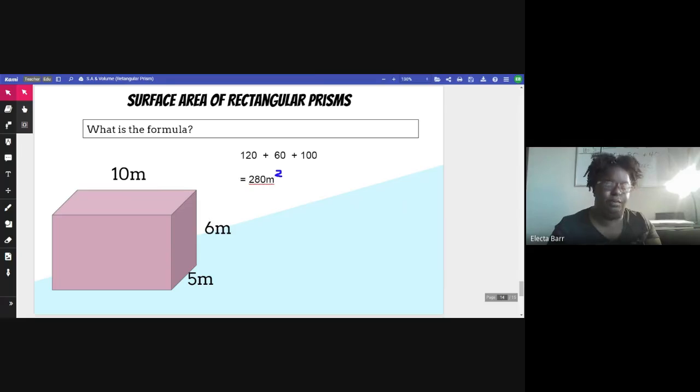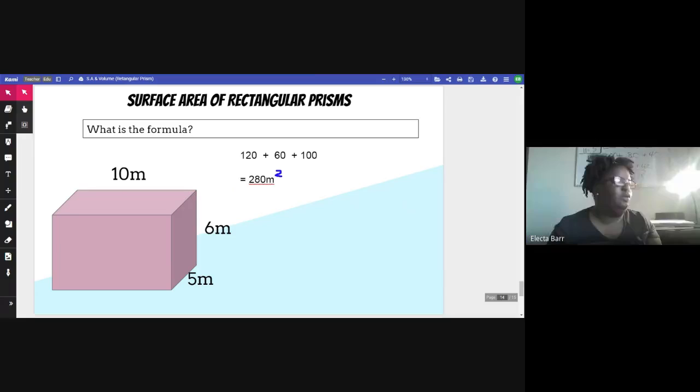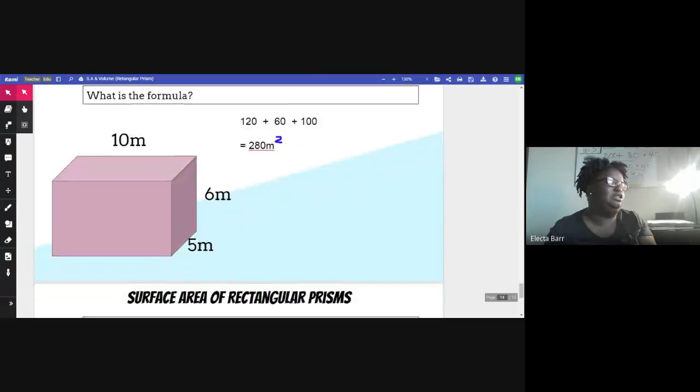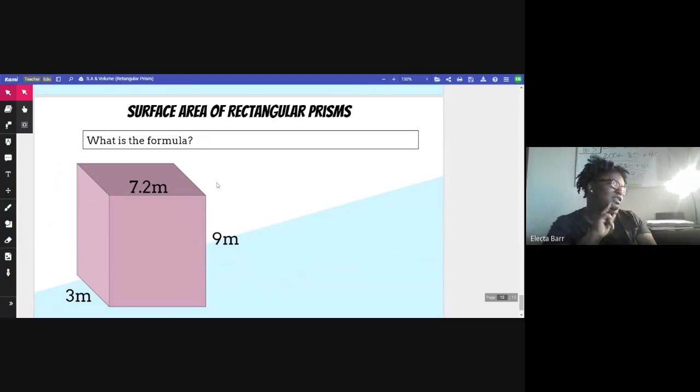The height is 6 and the width is 5. Okay, we'll come back to that one if we need to. Let's do one more, and then let's go to this one. This is a good one because you've got a decimal. So let's do this one. I'll give you another couple of minutes, and then we'll keep moving.